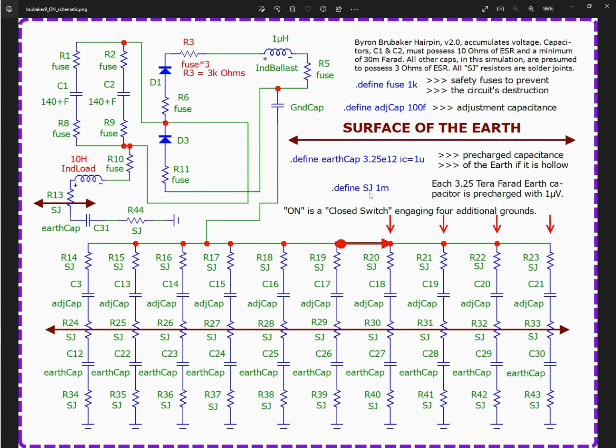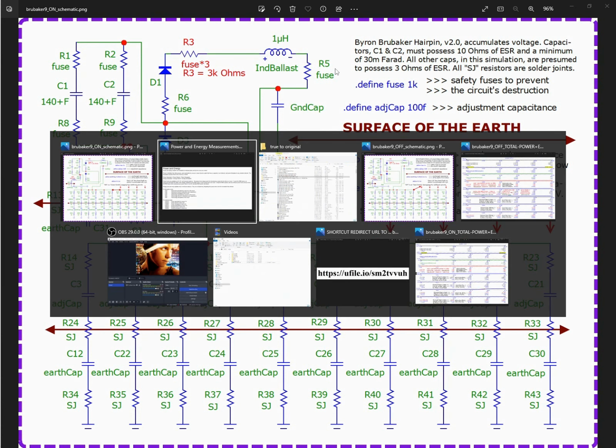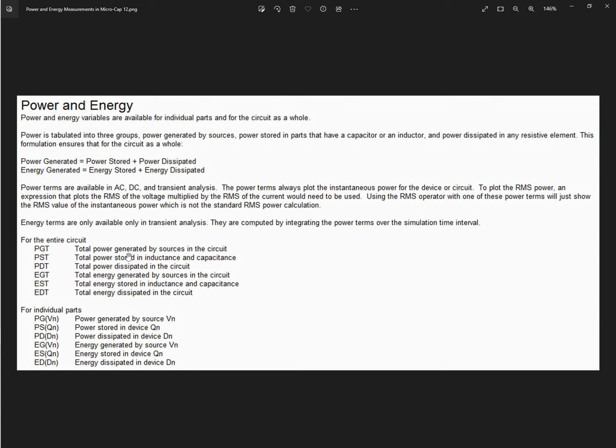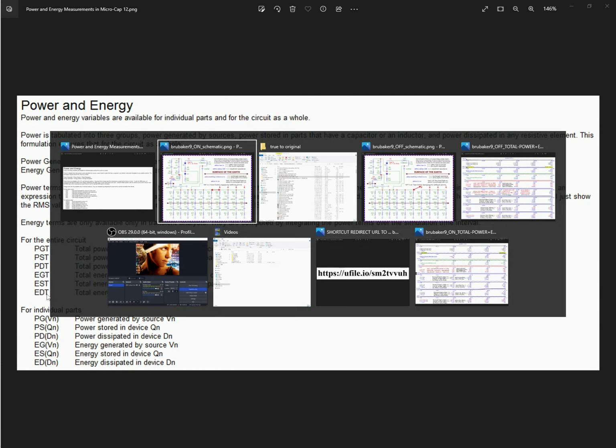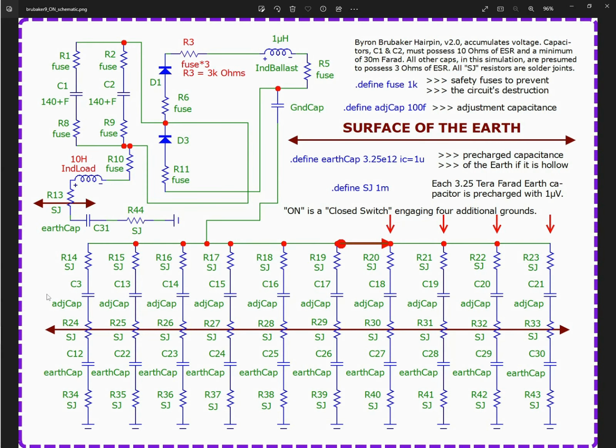All of my solder joints are 1 milliohm, but my fuses are 1,000 ohms, except for this one, which is 3 times that value, 3,000 ohms. Anyway, so when I found this, I decided, okay, I'm going to take these measurements. So when I took them, if I can find out which one, whoops, wrong one.